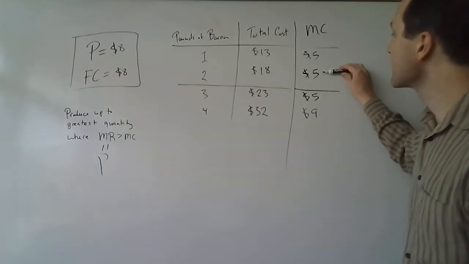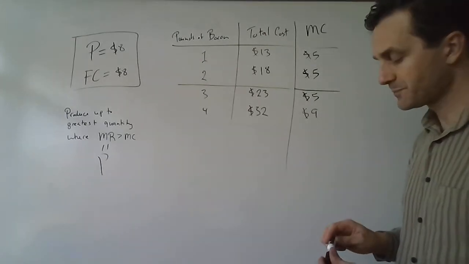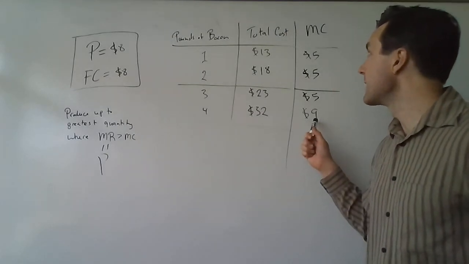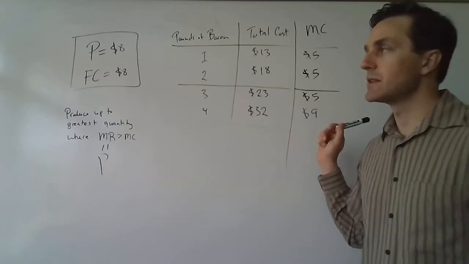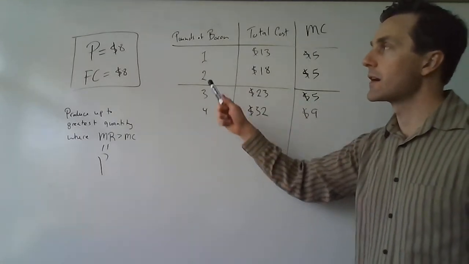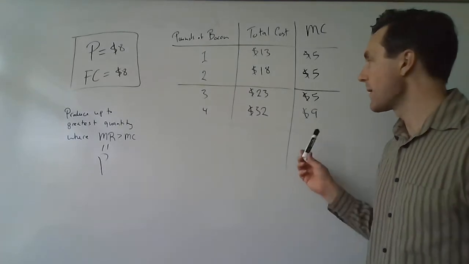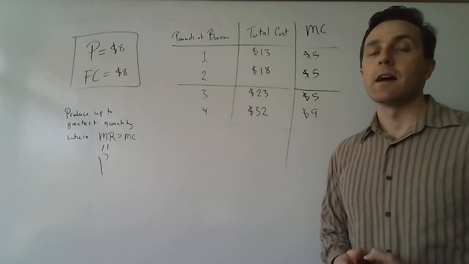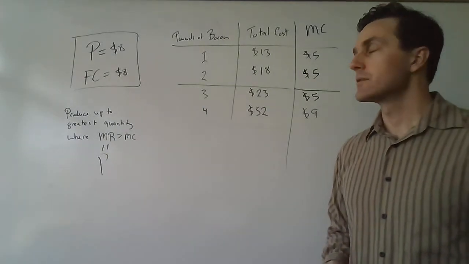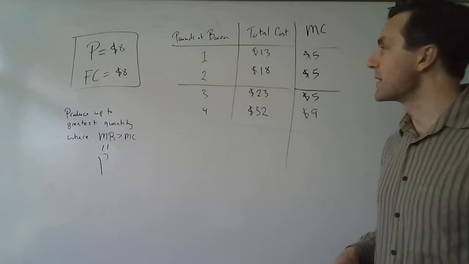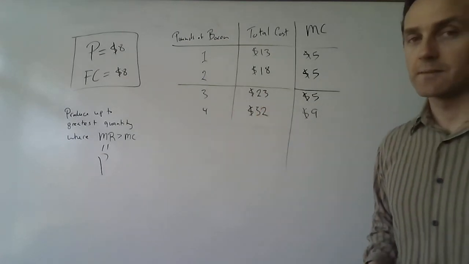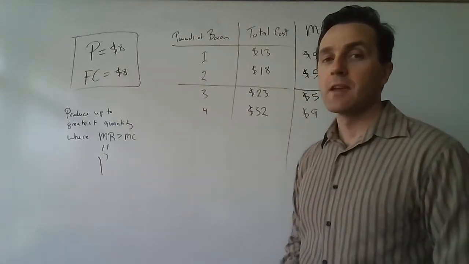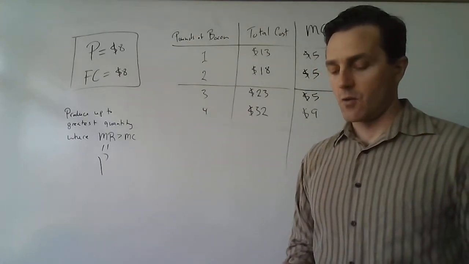So it would make sense to produce the first 3 pounds of bacon, but if you actually produce the fourth pound of bacon, the marginal cost is $9, but you can only sell that pound of bacon for $8. So producing your fourth pound of bacon would actually make your profits drop by $1. That means that the optimal quantity should be 3. They would maximize their profits by choosing a quantity of 3.